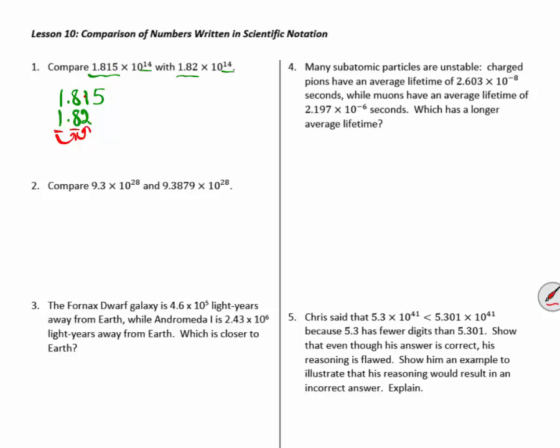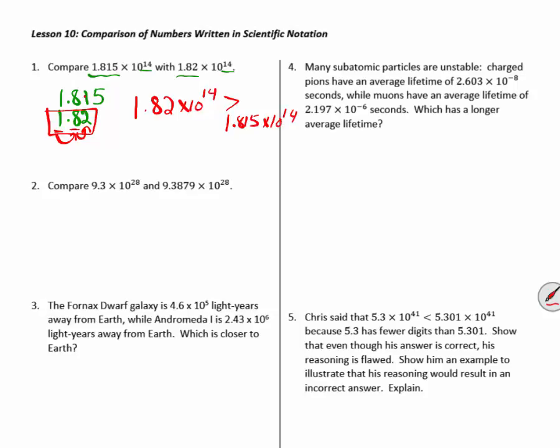That's the same. So then I'm going to look here. I have a 1 and a 2. Well, the 2 is bigger. 2 is bigger than 1. So that means this is the bigger number. So when I write that, I'm going to write it using my inequality symbol. So 1.82 times 10 to the 14th is greater than 1.815 times 10 to the 14th.